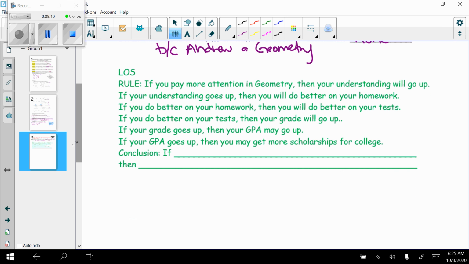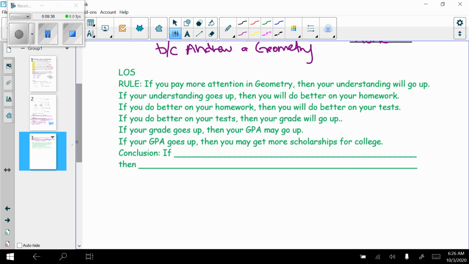All right, so then remember LOS. This is our law of syllogism, also known as the chain rule. Okay, so the rule, if you pay more attention in geometry, then your understanding will go up. If your understanding goes up, then you will do better on your homework. If you do better on your homework, then you will do better on your tests. If you do better on your tests, then your grade will go up. If your grade goes up, then your GPA may go up. If your GPA goes up, then you may get more scholarships for college. The conclusion.